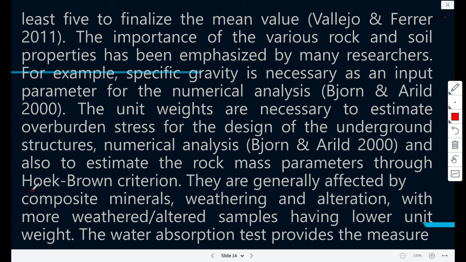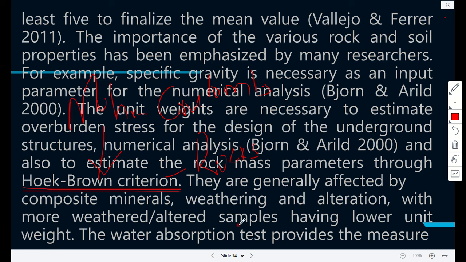Now you all know Mohr-Coulomb. So Hoek-Brown is a failure criterion like that. Coulomb is the most basic, so maybe because it has some limitations, this is another one, especially suitable for rocks. Now they are generally affected by composite minerals, weathering and alteration, with more weathered altered samples having lower unit weight.